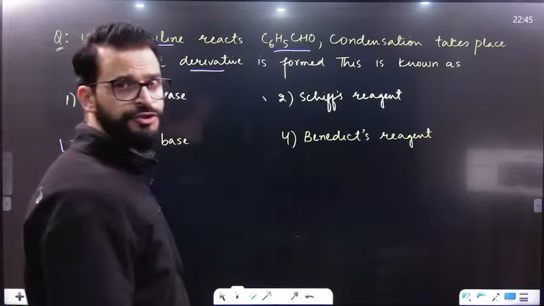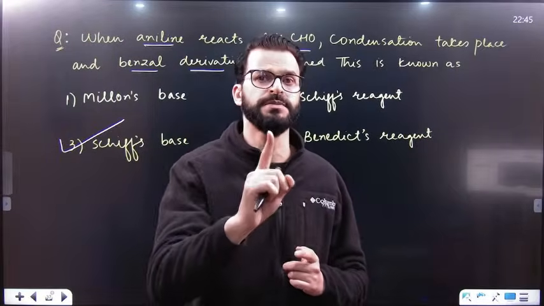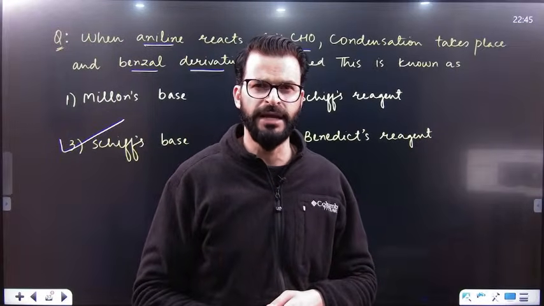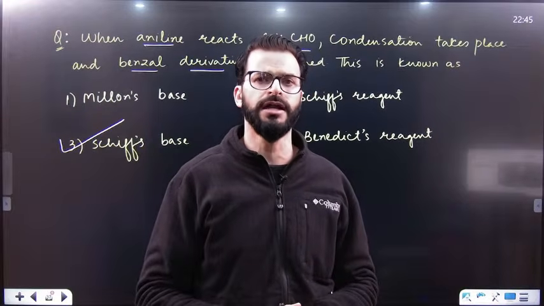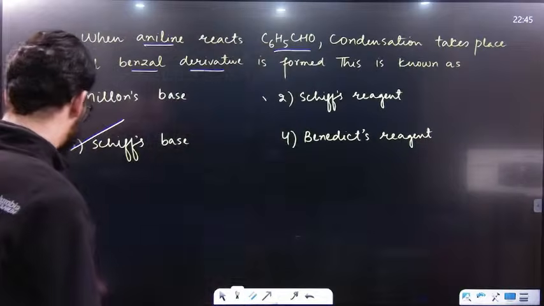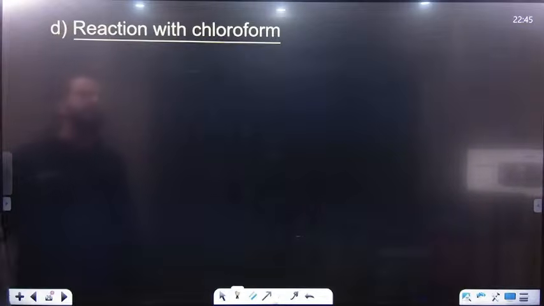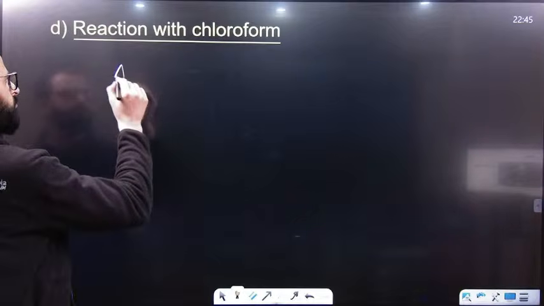Schiff's base is formed. So whenever primary amine reacts with aldehyde or a ketone, Schiff's base is formed. And whenever secondary amine reacts with aldehyde or a ketone, that aldehyde or ketone must contain at least one alpha hydrogen, and it will result in the formation of enamine. Remember this. After that, we are having reaction with chloroform. Very, very, very important reaction.